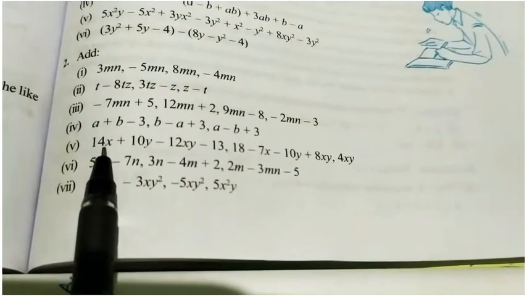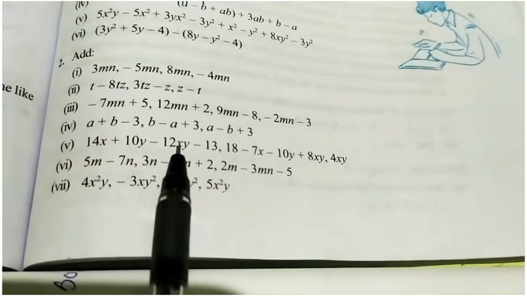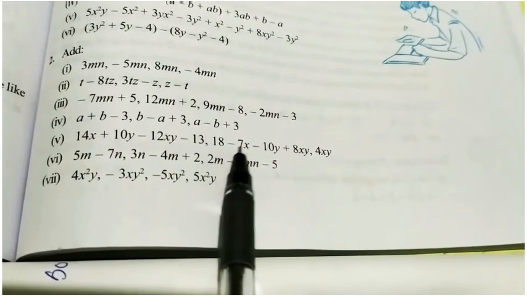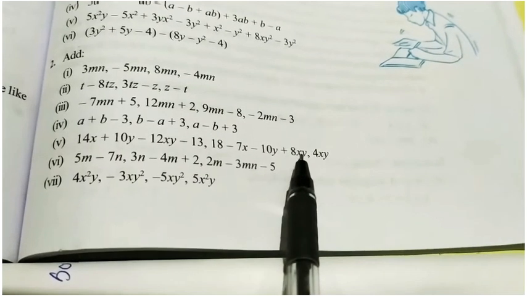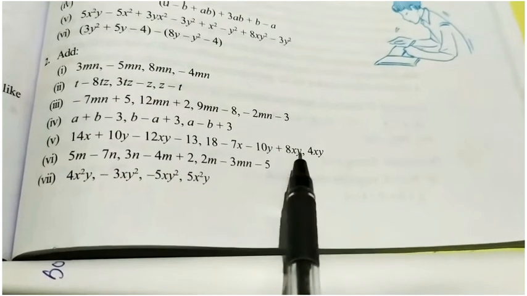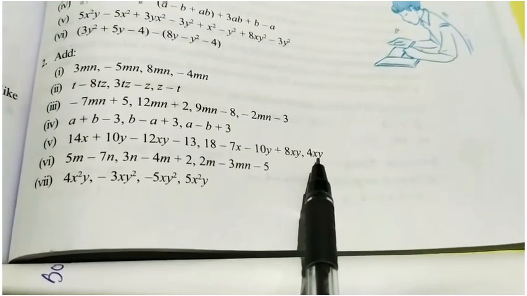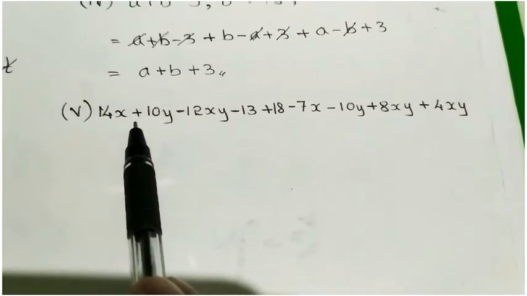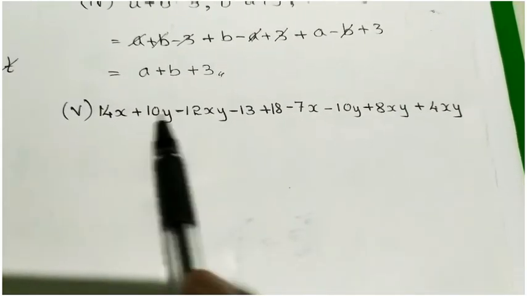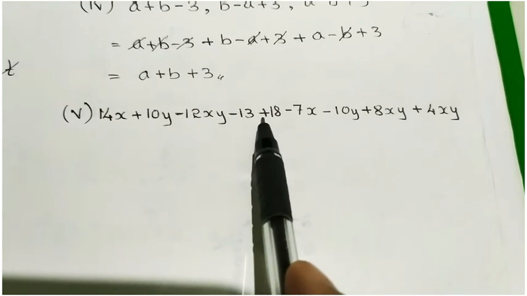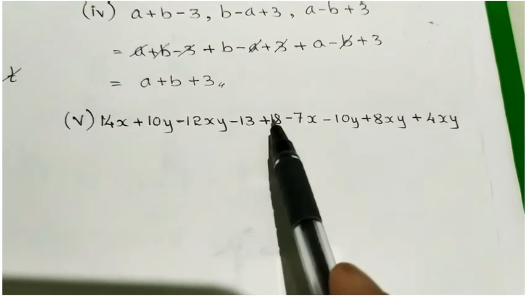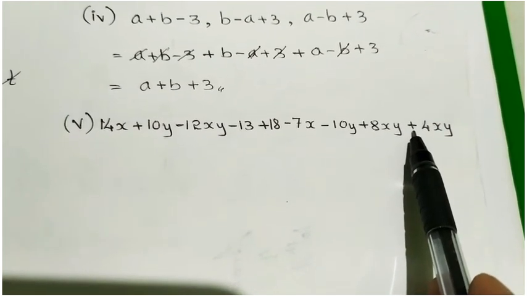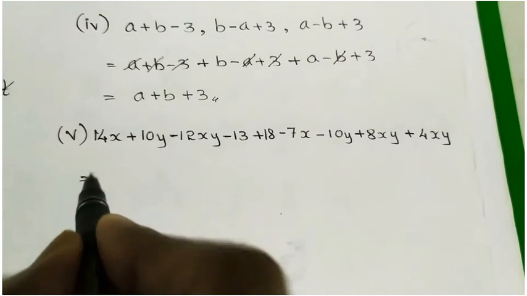Now the fifth one: 14x plus 10y minus 12xy minus 13. Four terms are there. Again 18 minus 7x minus 10y plus 8xy. Again four terms are there, and last, 4xy is there. So first I'll write in the form of addition. Like this you will get here. 1, 2, 3, so 4, after 4 terms here I added. Next again 1, 2, 3, 4, again here I used plus. So now rearrange them as like terms.